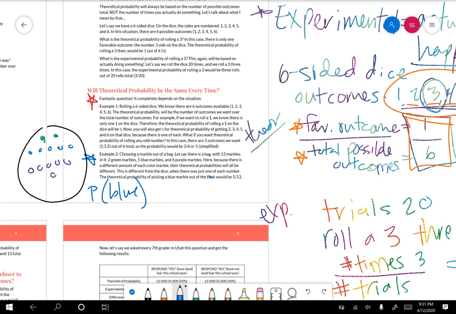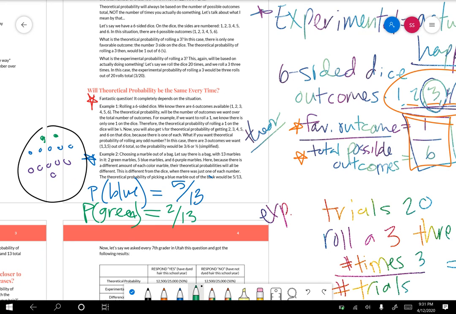Because there's 5 blue marbles, it would be 5. So there's 5 favorable outcomes, 5 blue ones, out of the 13 total, right? But if we looked at the theoretical probability of picking a green marble, there's only 2 green marbles this time, right?